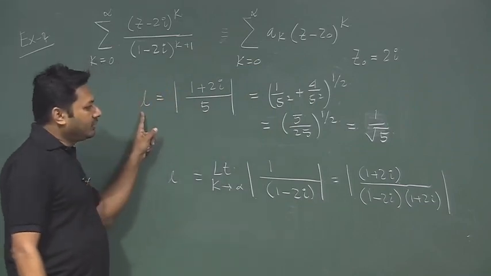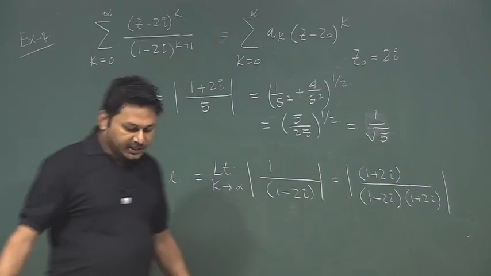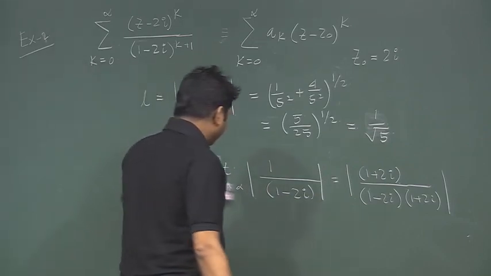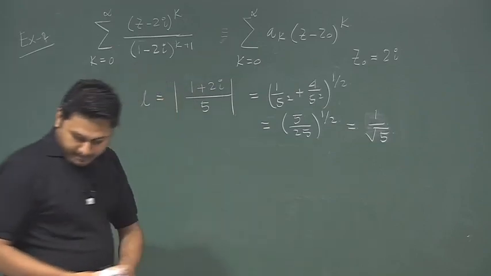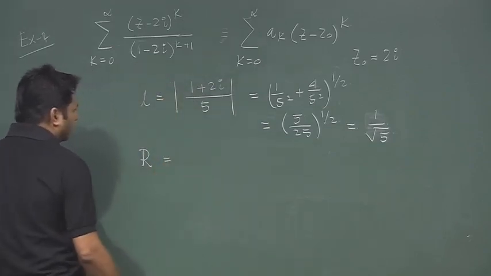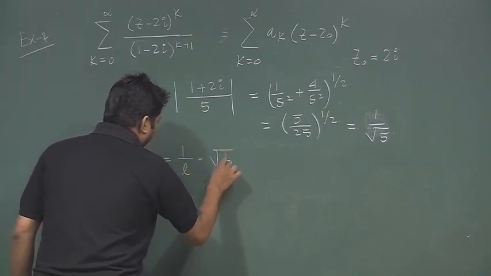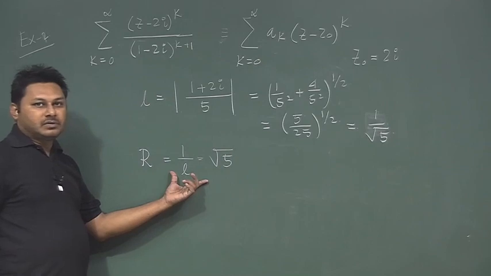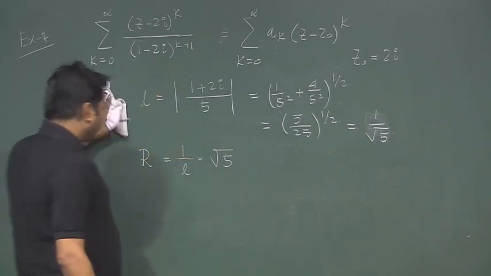So, my L value turns out to be 1 by root over 5. That means the radius of convergence R will be 1 by L, that means root over 5. So, this is my radius of convergence.